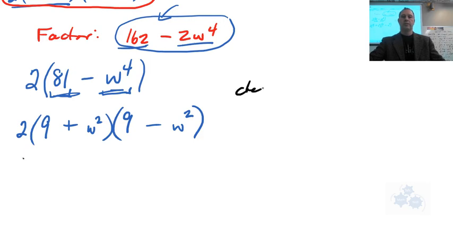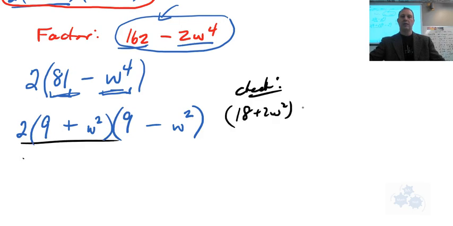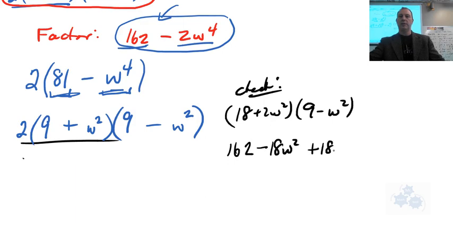Okay. Let's check it. What's this multiplication first? That's going to be 18 plus 2w squared. And I have to multiply that by this to see if I get the original question. Okay, so what's 18 times 9 is going to be what? Going to be 162. 162 minus 18w squared plus 18w squared minus 2w to the 4th.